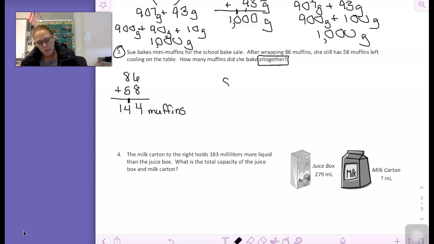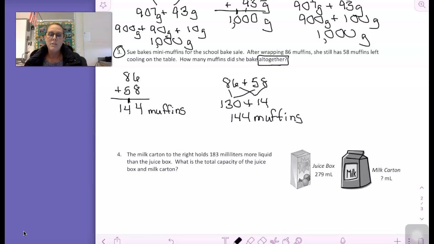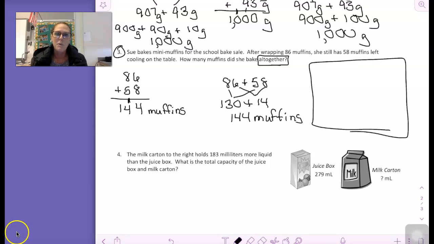You could do it this way, 86 plus 58. You could add your place values, 80 plus 50, 130. 6 plus 8 is 14, 144 muffins, and you're going to get the same answer. If you have a different way you'd like to show me, you can show me right over here in this leftover space. Good job, boys and girls.